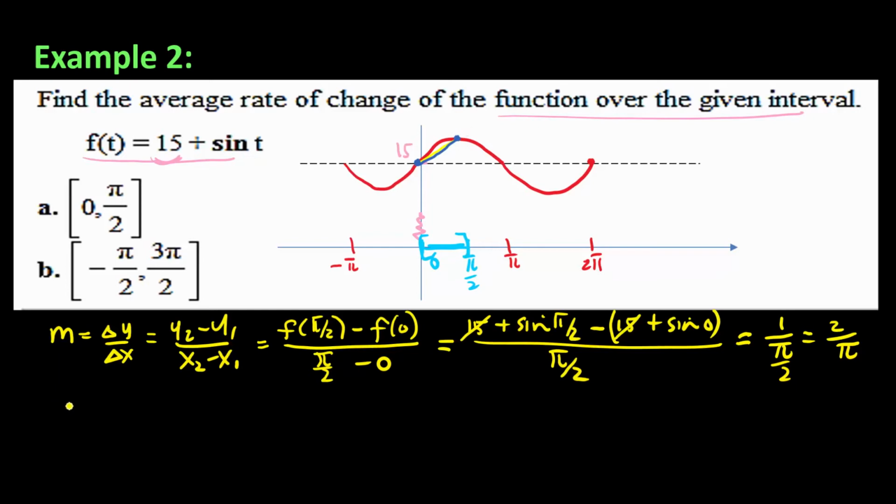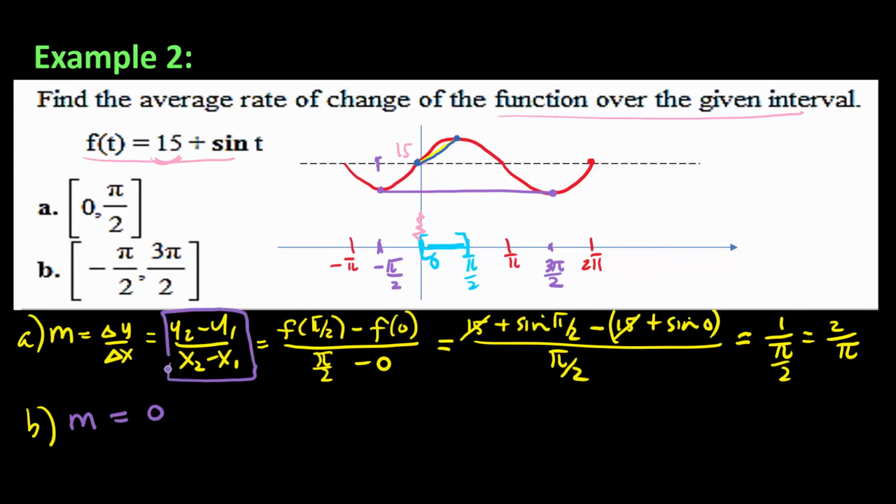Okay, so that's for letter A. Now if we do it at B, it's just easier to figure it out from the graph. So we take this interval right here, from minus pi over 2 all the way to 3 pi over 2. But as you can see, this secant line is horizontal. So in letter B, m should be 0. And you can verify by doing all these, and you'll get 0 as your slope.